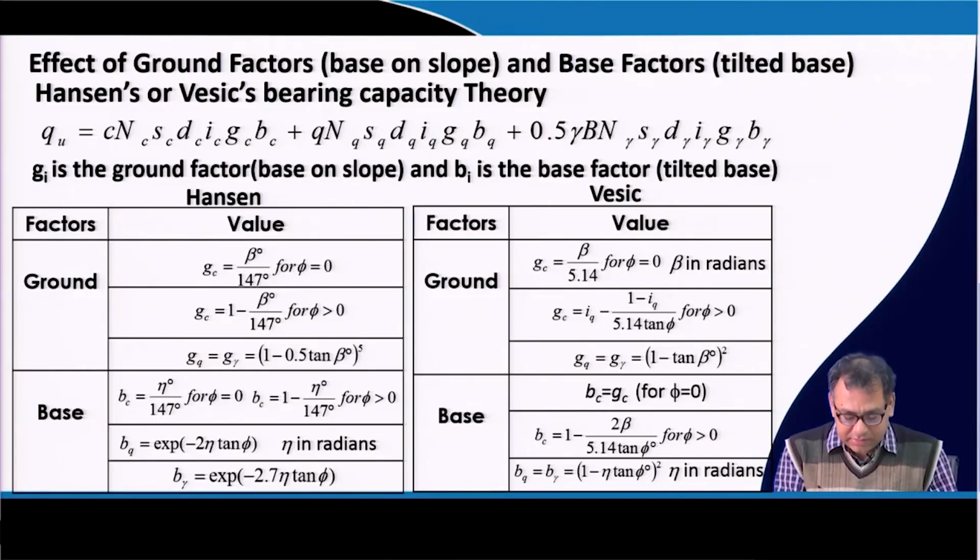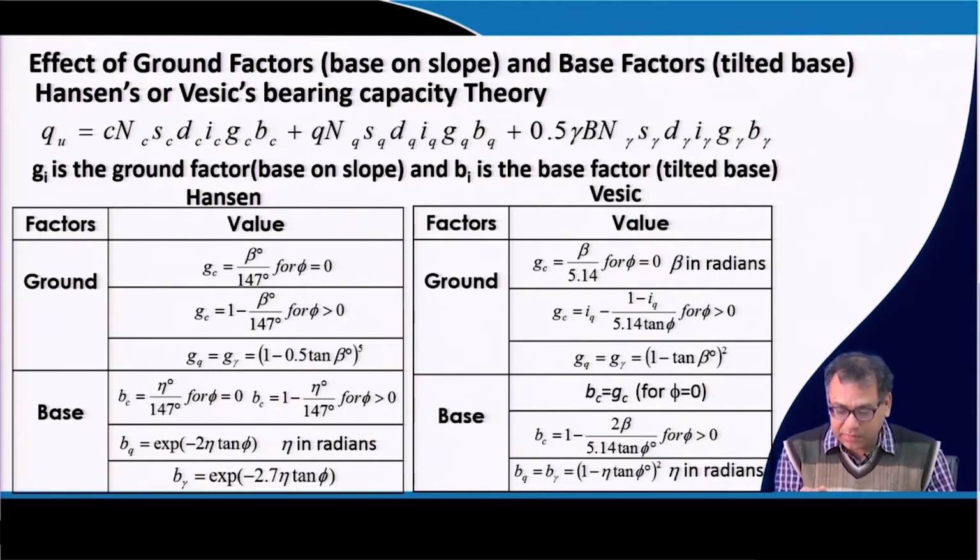And remember that here this eta and this beta are all in radians in these equations. For example, in the first case, beta by 5.14, beta is in radian, but when it is like tan to the power, tan beta, then beta is in degree. Wherever it is in degree, it is mentioned; otherwise, like in 2 eta tan phi, phi is obviously in degree with tan, but eta is in radian. So, you put according to that.